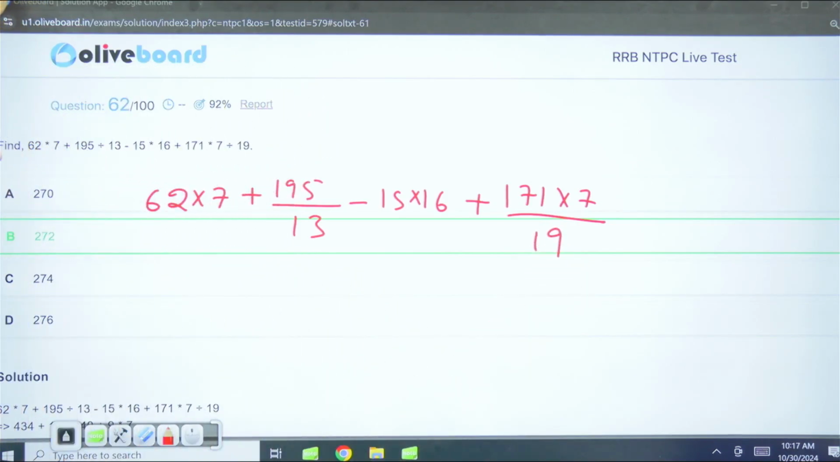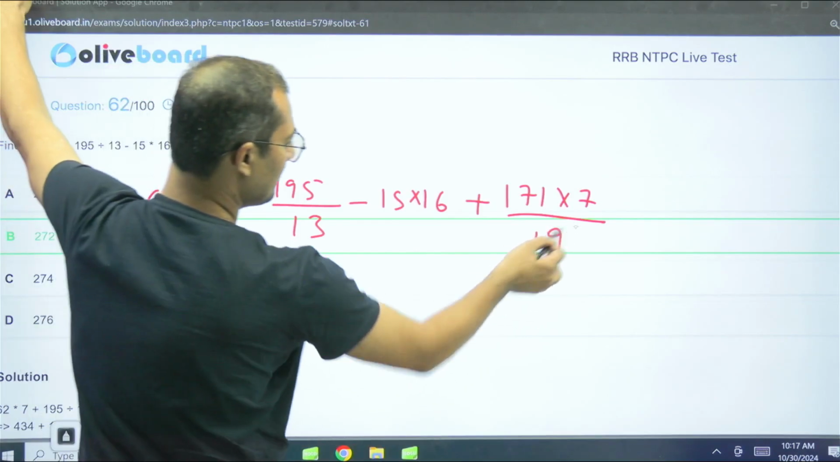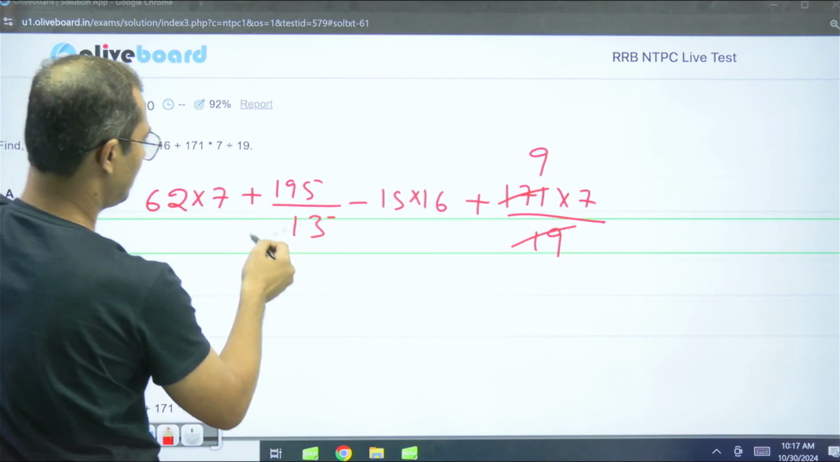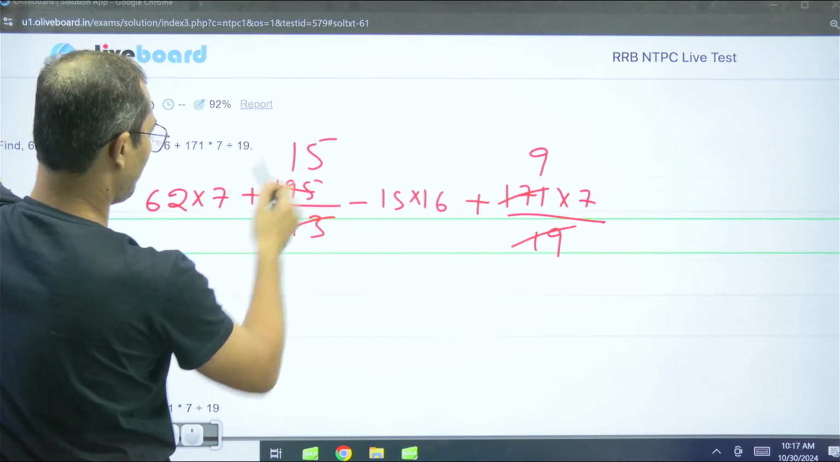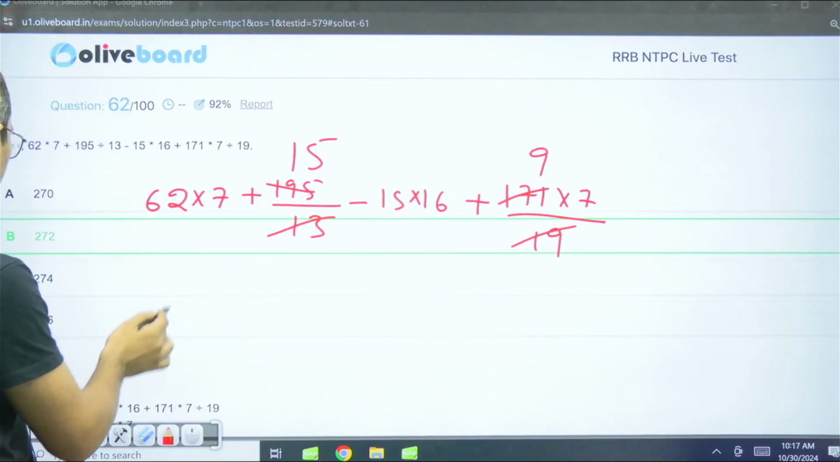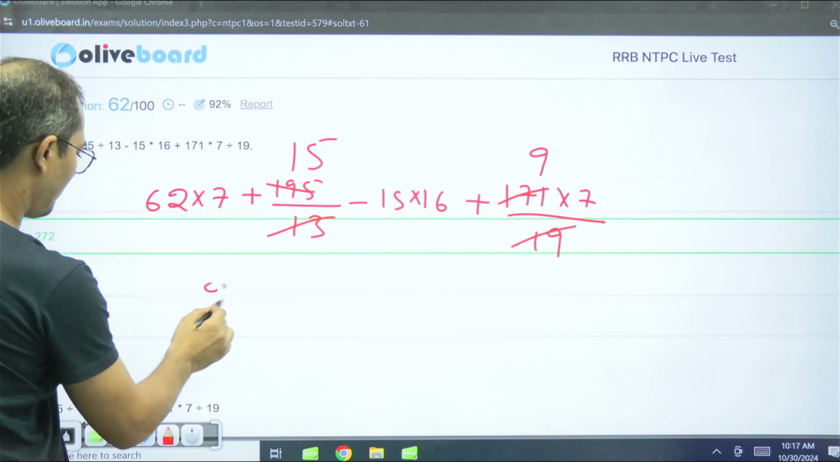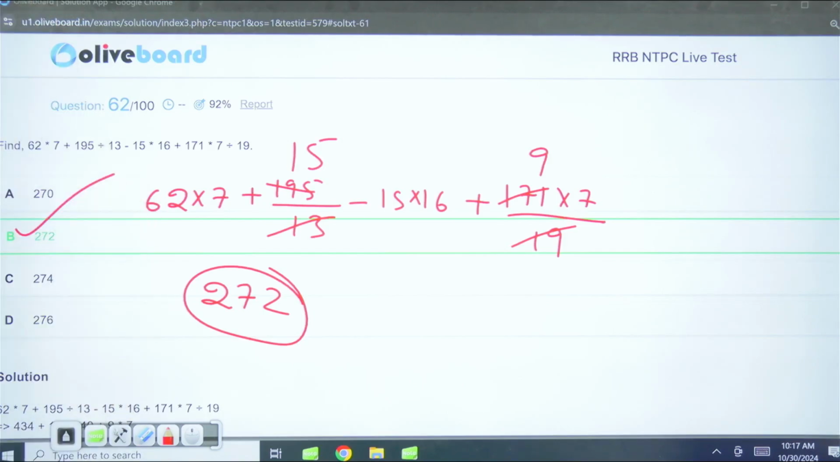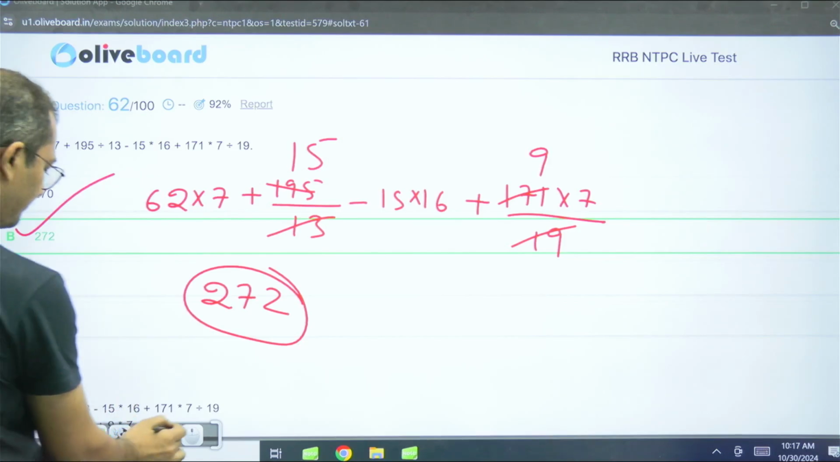So we can say that by 19 this is 9 times, and by 13 it is 15 times, right? So you just have to do the calculation. After solving, 272 is the right answer. B is the right answer. Again a very simple simplification question, right? So we have to use the BODMAS approach here. So moving to the next question.